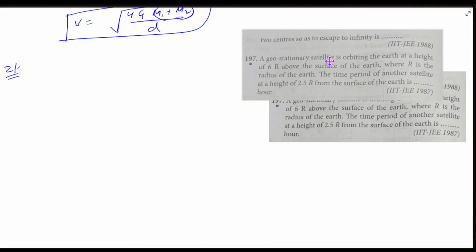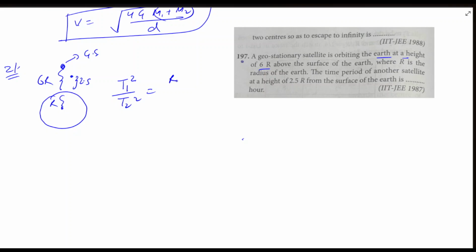Yes, we have a geostationary satellite orbiting the Earth at a height 6R. So we have this as a geostationary satellite. This is 6R and this is R, right? So it will be at 7R. The time period of another satellite at a height 2.5R. So we will use the same Kepler's law. T1 square by T2 square will be R1 cube upon R2 cube.